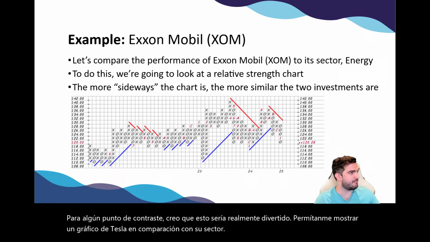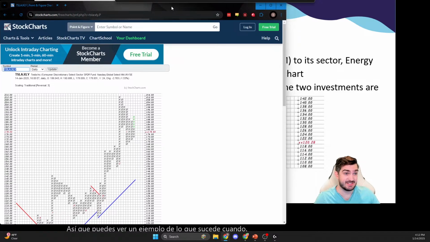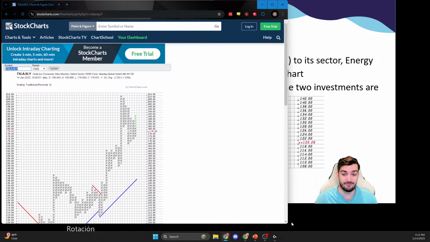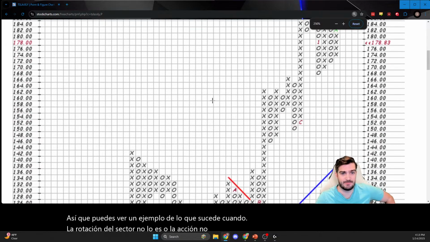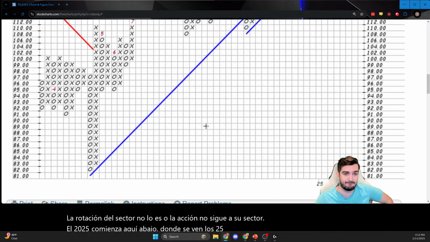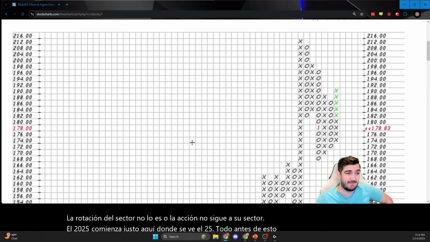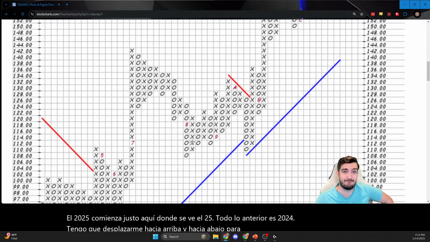So you can see an example of what happens when sector rotation isn't, or the stock doesn't follow its sector. 2025 starts right down here where you see the 25. Everything before this is 2024. I have to scroll up and down to see the full extent of the chart.